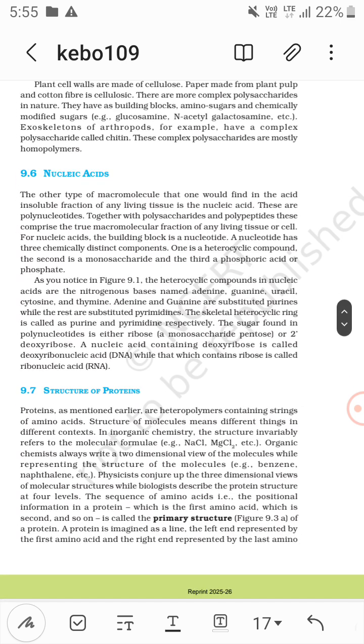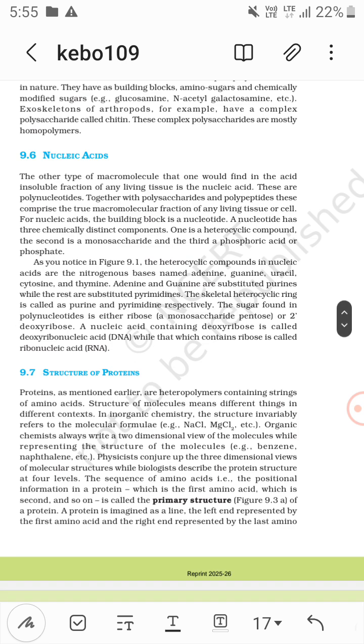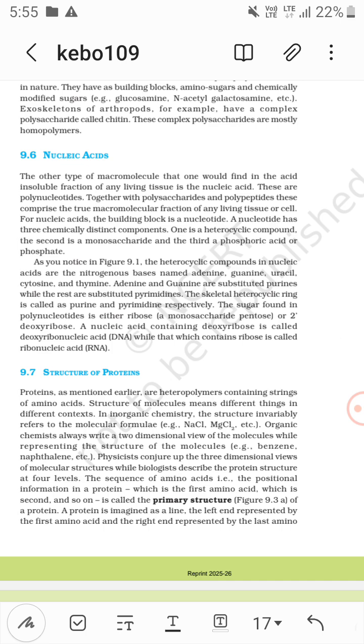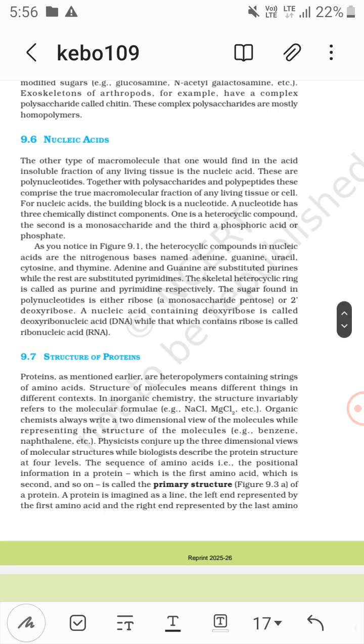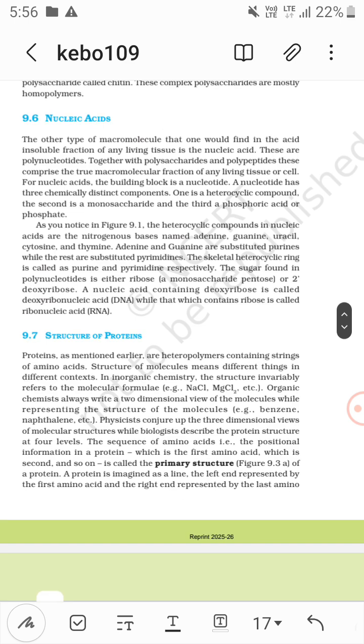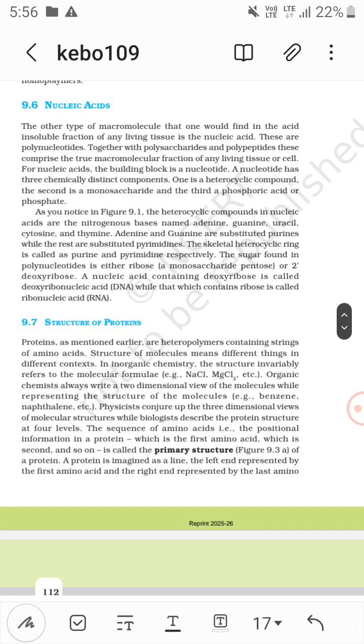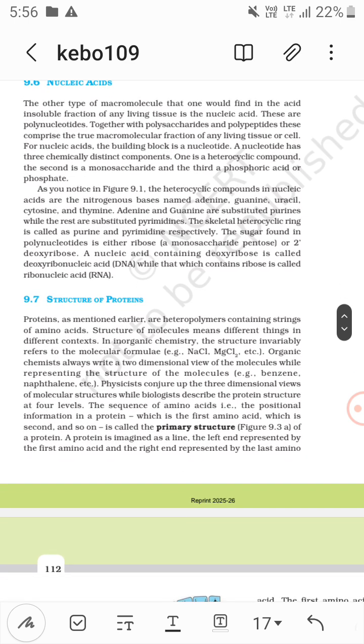Now nucleic acids, RNA and DNA. These are nucleic acids, polysaccharides and polypeptides. So these are true macromolecules, right? And for nucleic acids the building block is a nucleotide. A nucleotide has three chemically distinct components. One is a heterocyclic compound, second is a monosaccharide, and third is phosphoric acid or phosphate. Now you see adenine, guanine, uracil, cytosine, thymine. Adenine and guanine are substituted purines, while the rest are substituted pyrimidines.